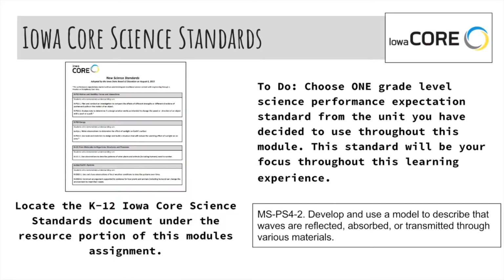To get started, you will have to click on the second link under Resources in this module's assignment. Once you locate the Iowa Core Science Standards document, choose one grade level standard that you are teaching now or that will be coming up. This standard will be used throughout this learning experience. You'll want to write down the coding in front of your standard so you can locate it on the Next Generation Science Standards site later on in this module.